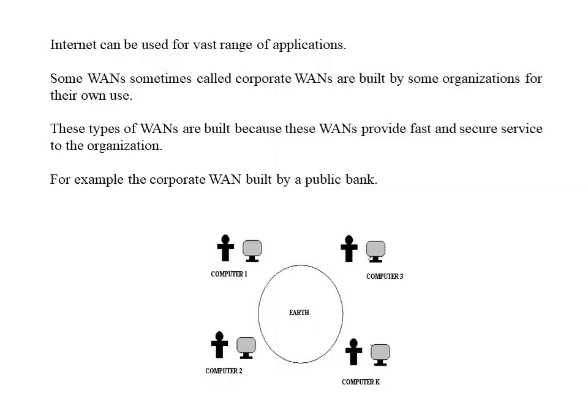The picture shows the internet is spread all over the world. So the computers that are connected to the internet use WAN.